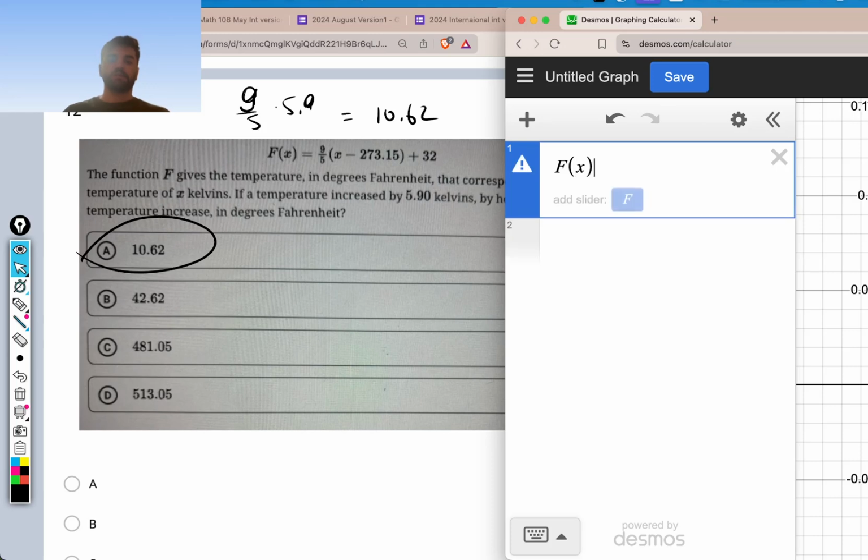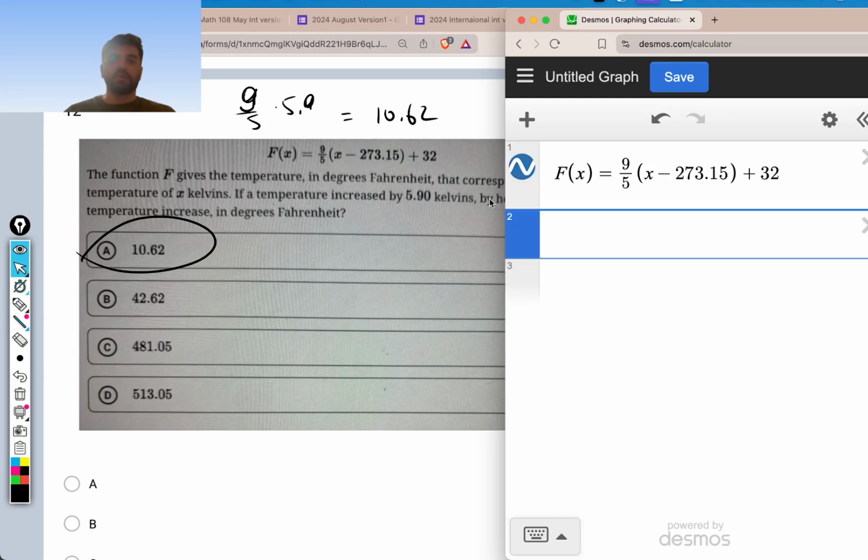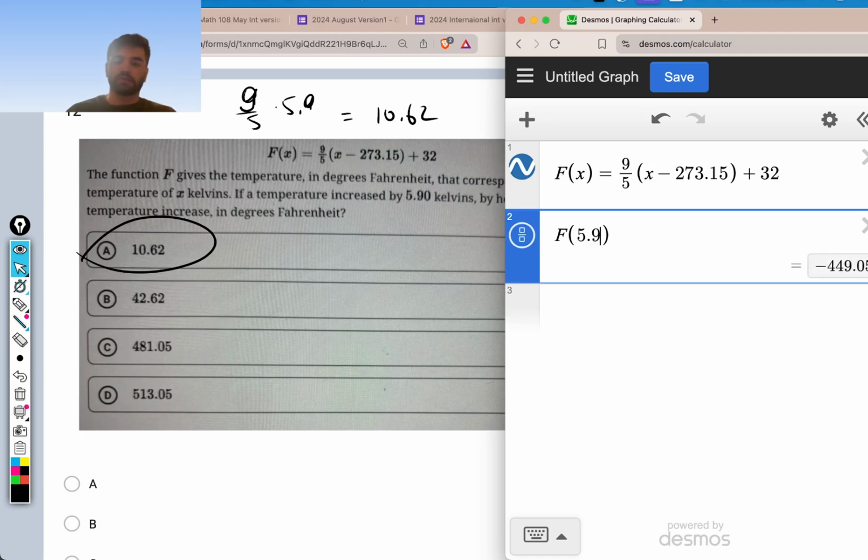F of x is equal to 9 over 5 x minus 273.15 plus 32, like that. Then you have to just write here like this: f of 5.9 minus f of 0, like that. Then you will get 10.62. If you write another number here, like 100 and another 100, you will also get the same one, 10.62.